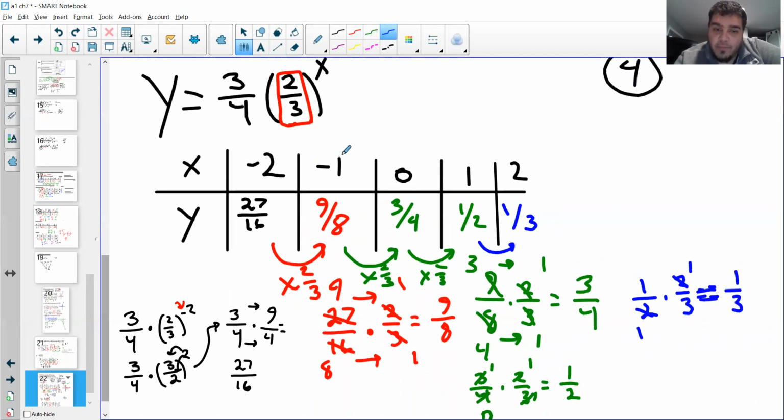Now, if you did it the way where you plug in the numbers each time, you should still get the same numbers. In terms of graphing, it would look something like this. 27 over 16 is a little less than 2. 9 over 8 is a little bit bigger than 1. 3/4 is a little smaller than 1.